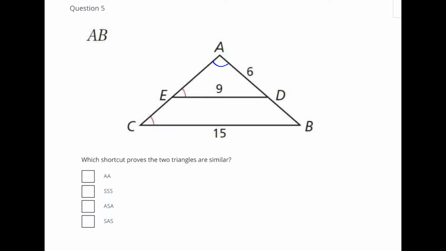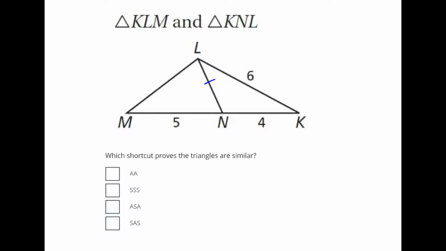Angle A is shared by both triangles, so already we're at angle, angle. So if we pay attention to what the triangles are for this one, KLM is this larger triangle actually. It's not just like 1 and 2, it's the other 2. And KNL is this one here. Which means that angle K is shared by both triangles here.